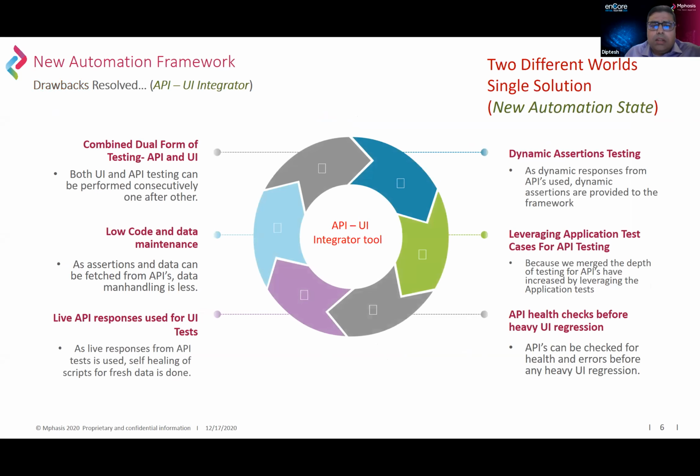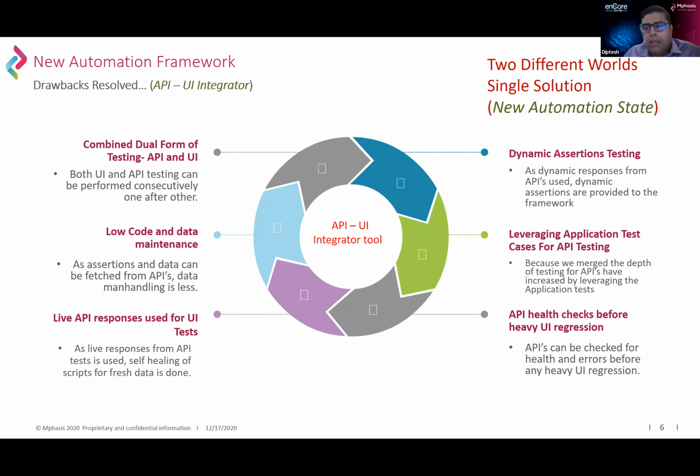So with that, now what we have done is basically brought those two worlds into a single framework solution. Obviously, what we get out of this is dynamic assertions, which basically means that the value that you see on the screen can be dynamically compared against real-time calls from the APIs.